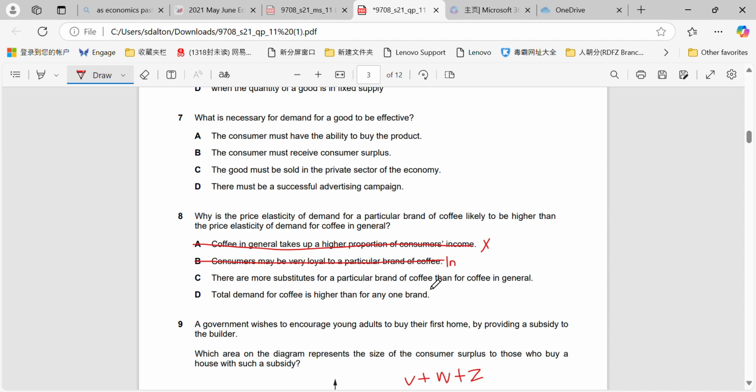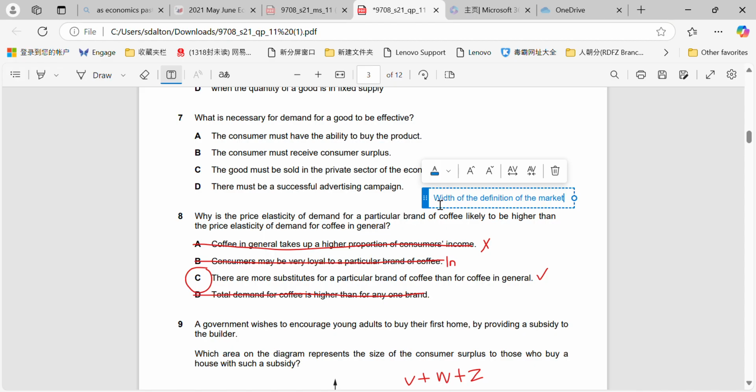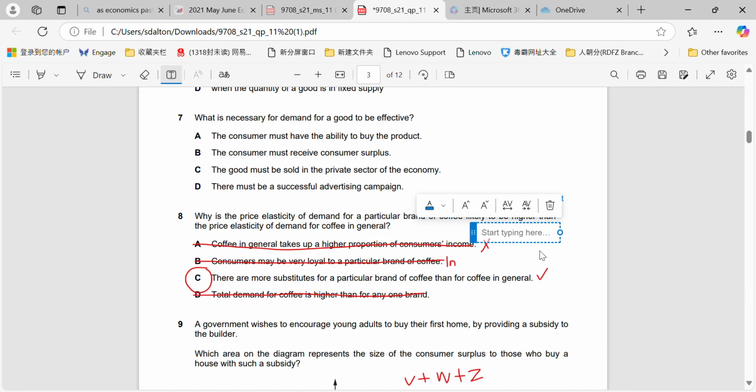There are more substitutes for a particular brand of coffee than for coffee in general. Yeah. And total demand for coffee is higher than for one brand. That would not have an effect. So this question is to do with something that is not referenced as widely with PED. It is to do with the width of the definition of the market. Okay, and this is to say that as the market starts to get smaller, so for example, as we start to look at individual brands of coffee, the width of the definition of the market starts to get smaller, and we start to become more elastic as that happens.